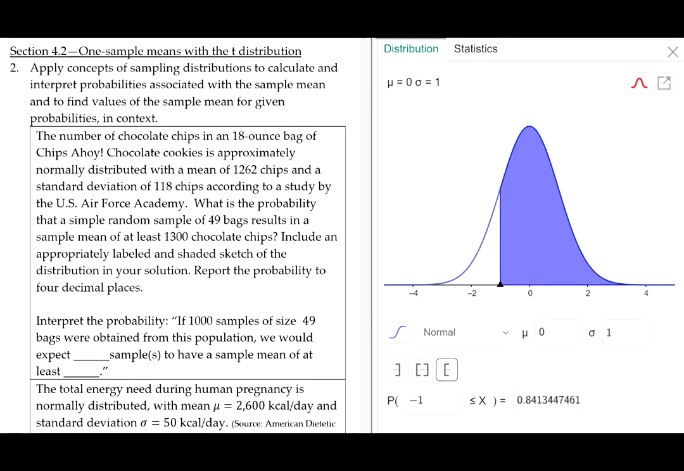Learning Objective 2 from Section 4.2 is to apply concepts of sampling distributions to calculate and interpret probabilities associated with the sample mean and to find values of the sample mean for given probabilities in context.